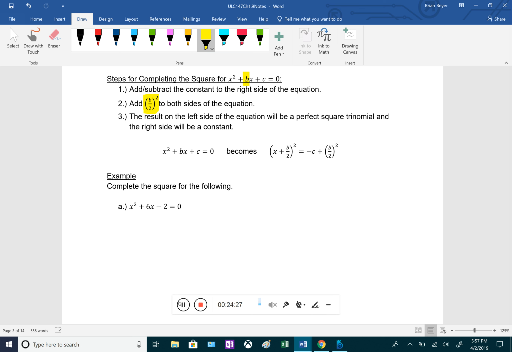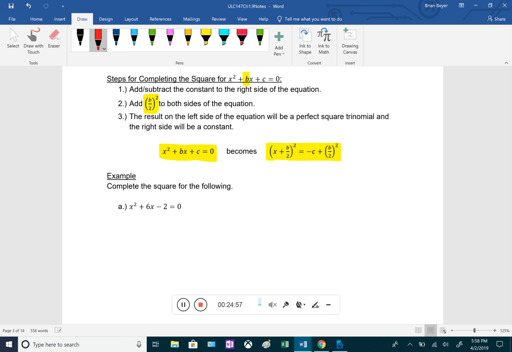The result is actually going to let us complete the square. The result on the left side of the equation will be a perfect squared trinomial, which means we can write it as a binomial squared. So what it looked like in the beginning will actually look like this then. That whole entire right side, which looks pretty nasty over here, is just a number, just a constant.